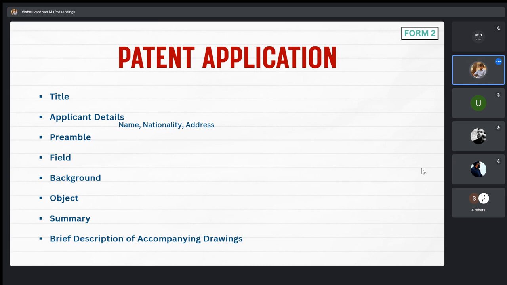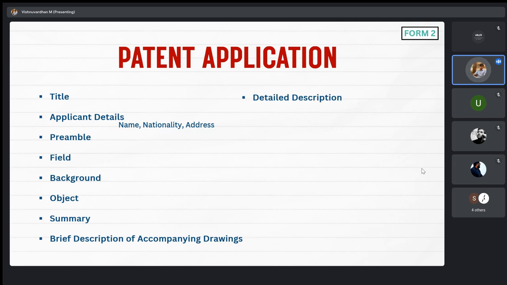Okay. Then the brief description of the accompanying drawings. Like I've already told you, when you submit a mechanical invention, you'll have to give drawings of all the views, the top view, front view, side view, isometric view, the perspective view. And then you'll have to number the drawing properly, and then in this portion, you'll have to describe what each figure mentions. What is figure one? What is figure two? What is figure three? It has to be done very clearly.